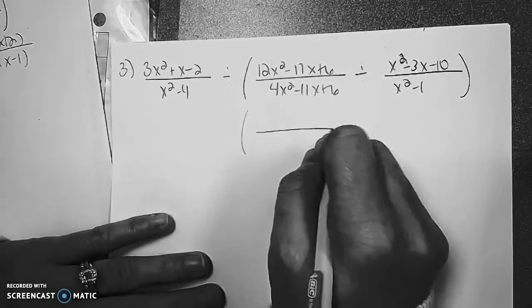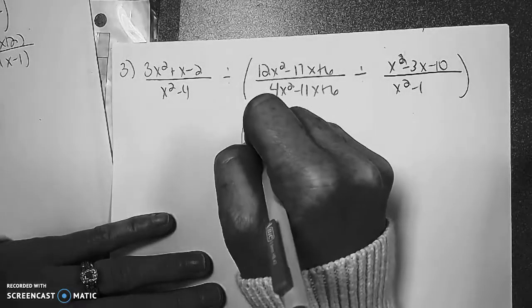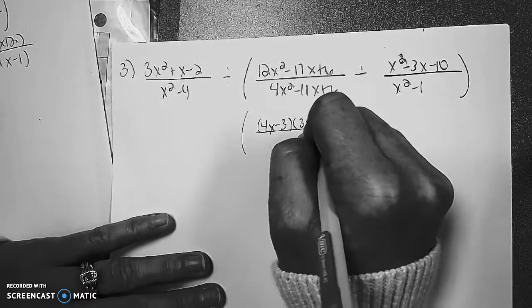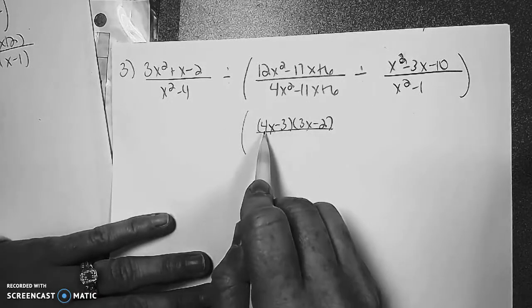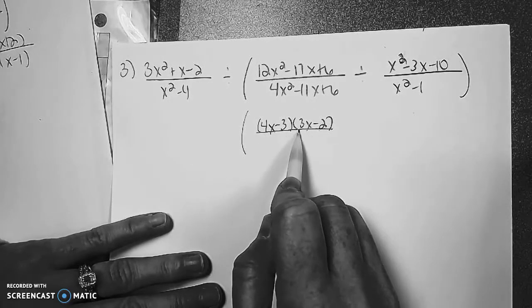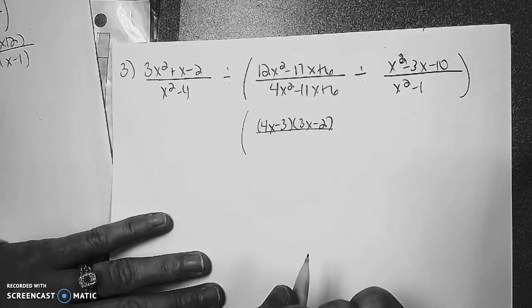moment. So I need to factor 12x squared minus 17x plus 6: 4x minus 3 and 3x minus 2. Let me double check. 4 times negative 2 is negative 8, and a negative 9. Okay, that works. And a negative 3 and a negative 2 does give me positive 6.